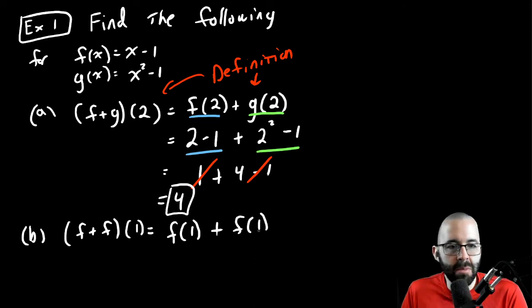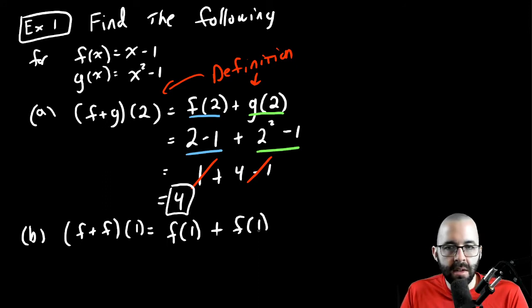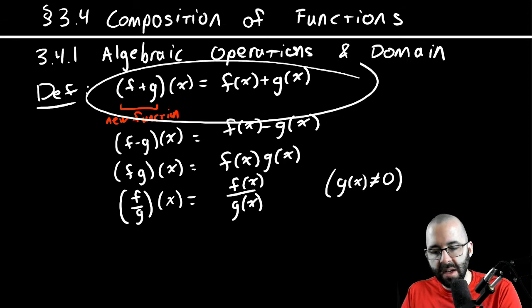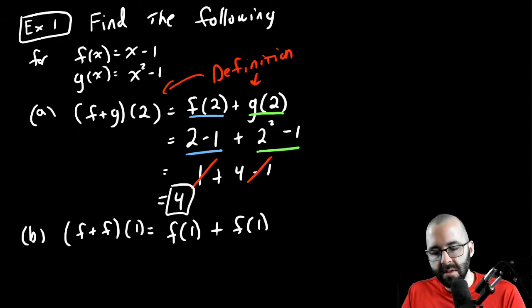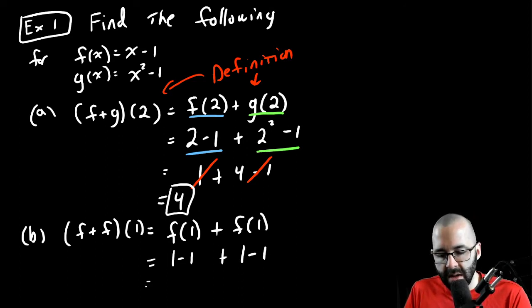It doesn't matter that they're both called f. We could be f plus f, f plus g, g plus f, g plus g. What matters is the definition of what this means. Okay, so f of 1, that's just plugging in 1. 1 minus 1. Plus f of 1, well, that's plugging in 1 again. 1 minus 1. And this cancels out to 0.